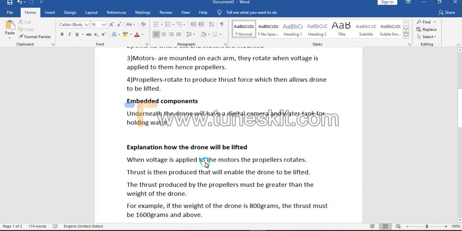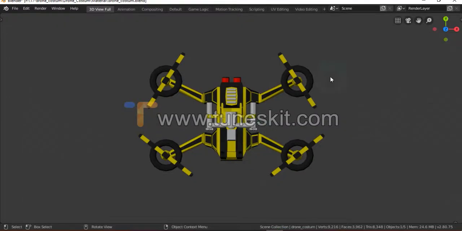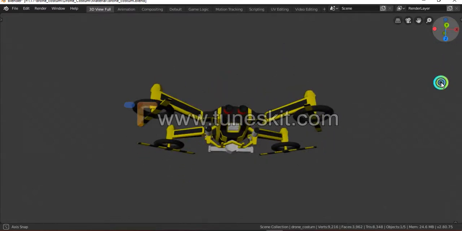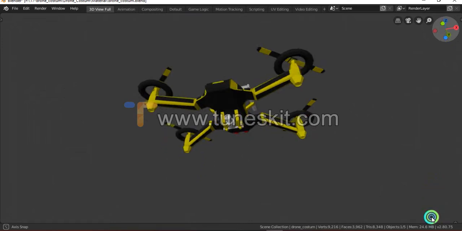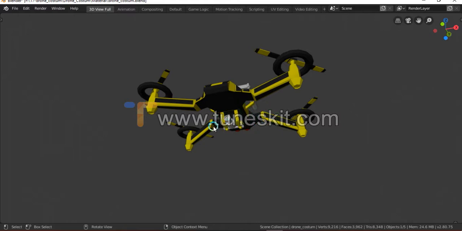And then the embedded features here means components which are not necessarily part of the drone, but they are placed so as to perform a specific function. Like here we have our digital camera. The work of this digital camera is to take photos of the plants, and it sends them to our database for analysis.